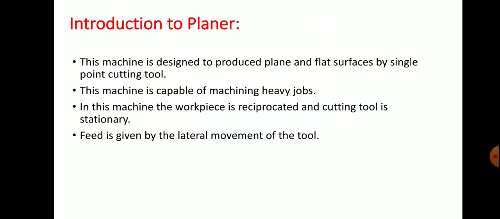Well, the planar machine is designed to produce plane and flat surfaces by using a single point cutting tool. Planar is just like a shaper machine, but the planar machine is very large in size. It is capable of machining heavy jobs which cannot be done on the shaper. In this machine, the workpiece is reciprocated and passed to the cutting tool, which is stationary.